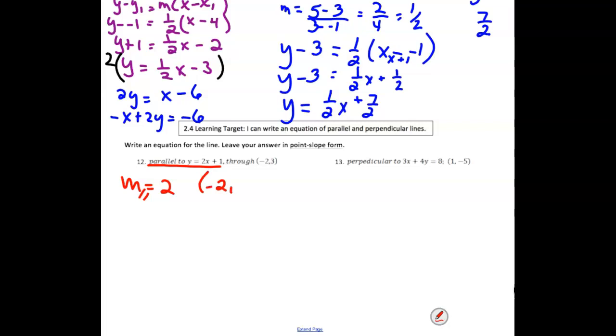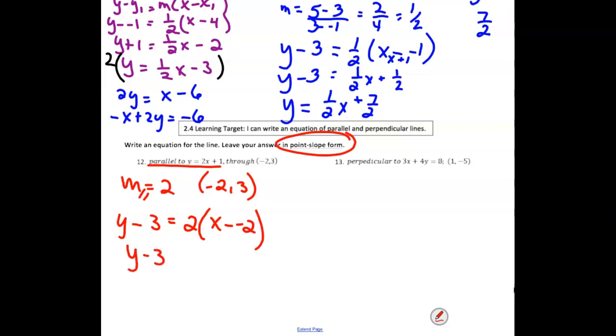We now want it to go through the point negative 2, 3. We have a slope, we have a point. They're telling me I can leave it in that form. So y minus my y coordinate equals slope times x minus my x coordinate. Okay? I probably would clean that up and put that as x plus 2. But that's all I have to do. Okay? It said leave it in point slope form.